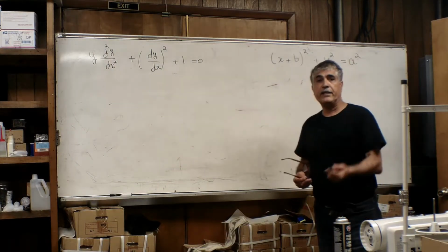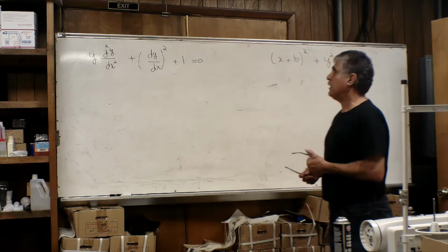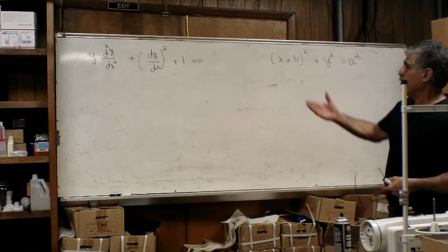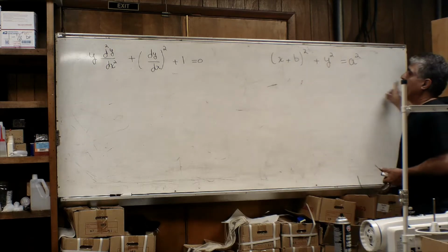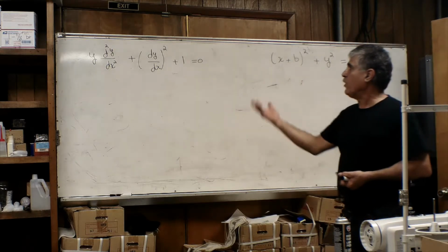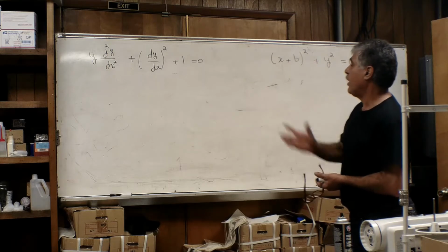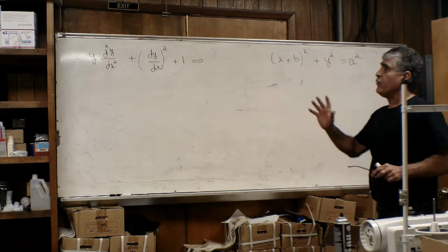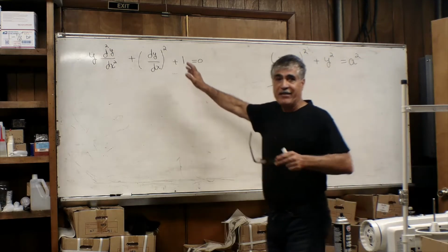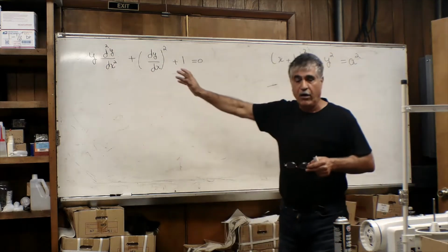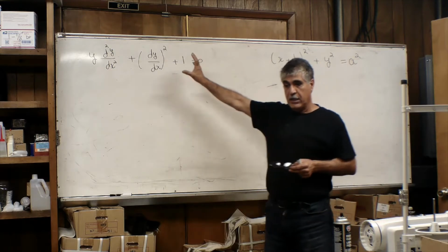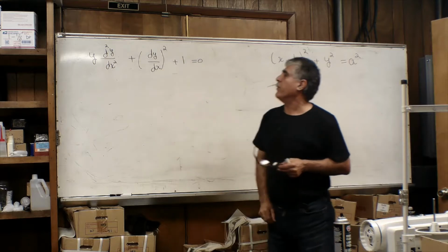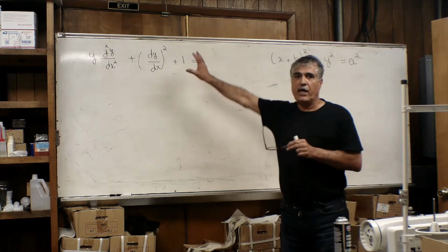A student is getting ready for a test and he's not able to solve this problem, and he knows that this is the answer, and he wants me to help him find how to solve this problem. So anytime you have a differential equation where the first or second derivative is raised to a power, like in this case we have a square, we've got to get rid of that term.